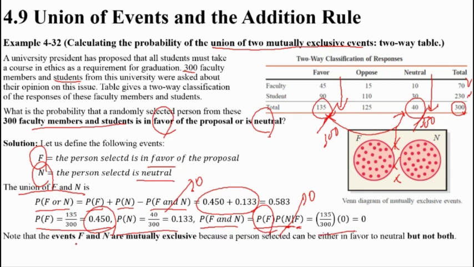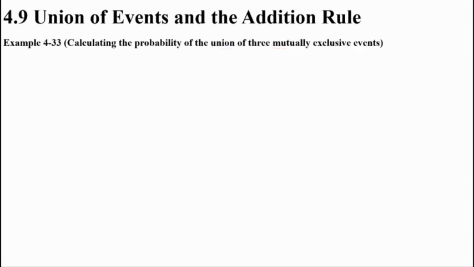So we say the two events are mutually exclusive, because in the question one selected person can be either favor or neutral, not both. Should be only one. That's why this is mutually exclusive, choosing only one part, nothing in common. Alright.